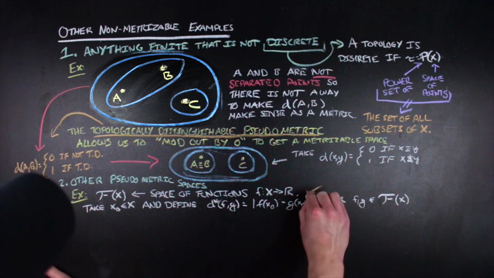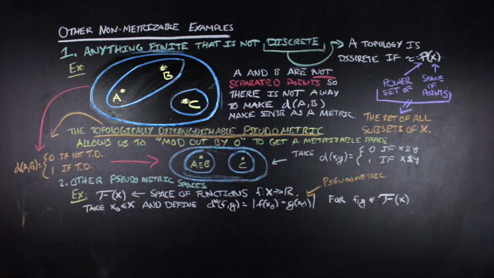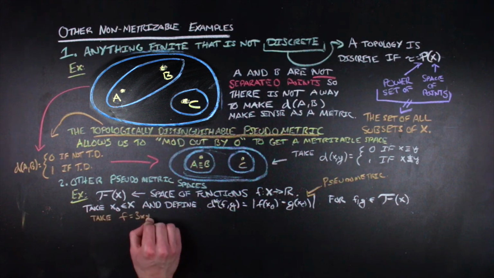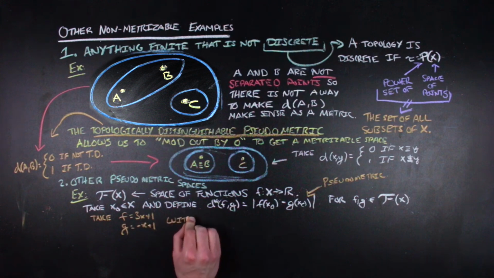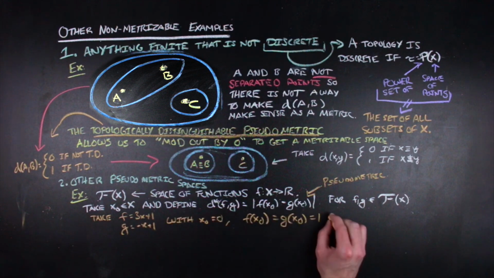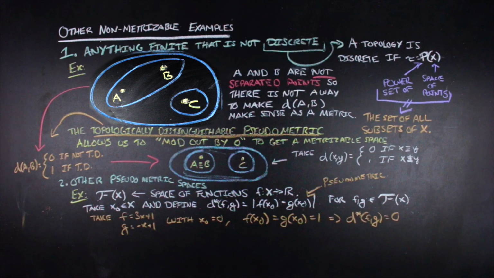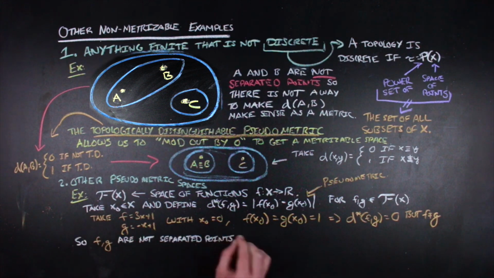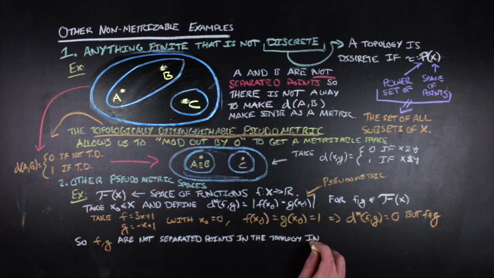So just to see that this operates in a very similar way to our first example above, we can take f equal to 3x plus 1 and g equal to negative x plus 1, with a base point x naught equal to 0. So then f of x naught is equal to g of x naught, which is equal to 1, which means that the pseudometric evaluated on f and g here will equal 0, but f is not equal to g. So in the topology that's induced by this pseudometric, f and g are not separated points.